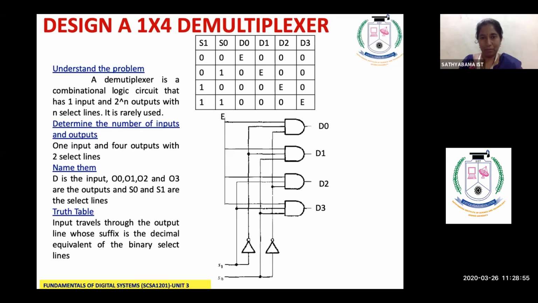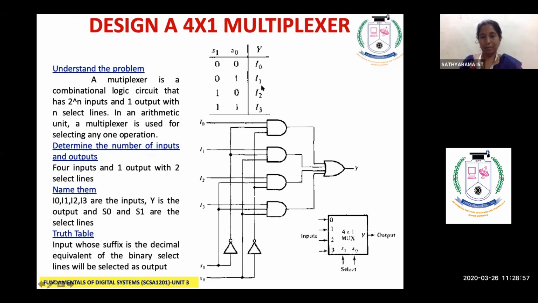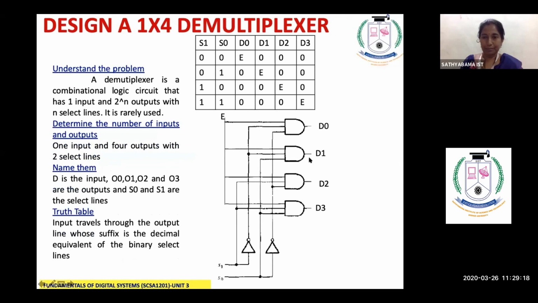Even the diagram you see. From this, how can we convert a multiplexer to demultiplexer? You remove this OR gate because we need only one input, right? So connect all these together. So if you connect I0, I1, I2, I3 together, and if you call it as E, enable, then it becomes what? Yes, a demultiplexer.